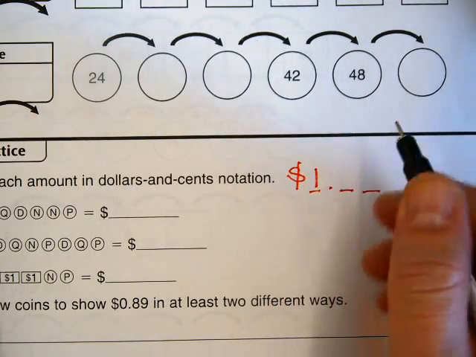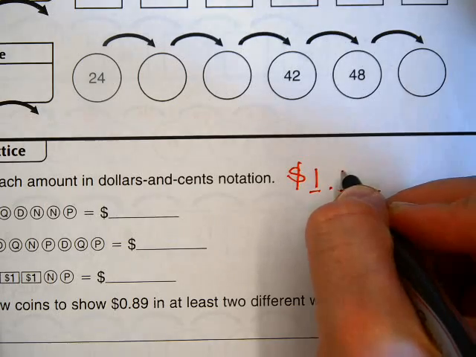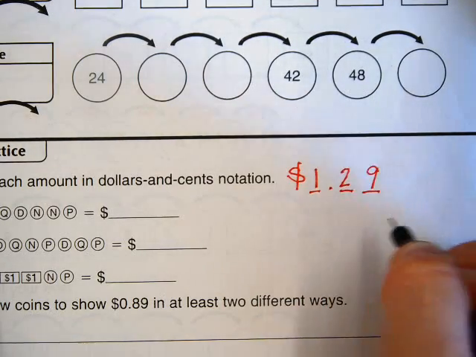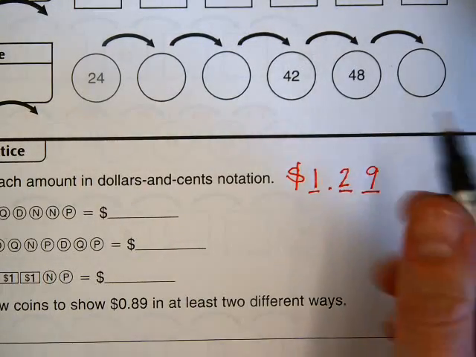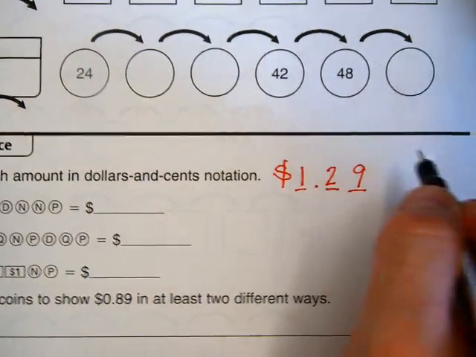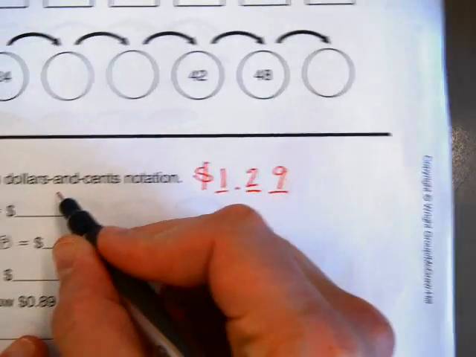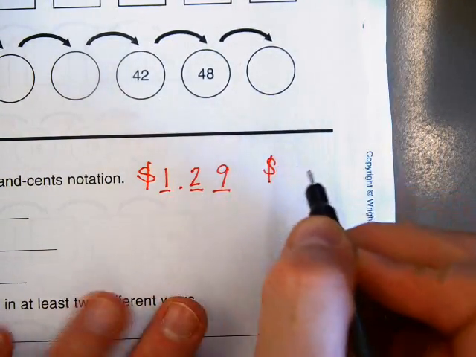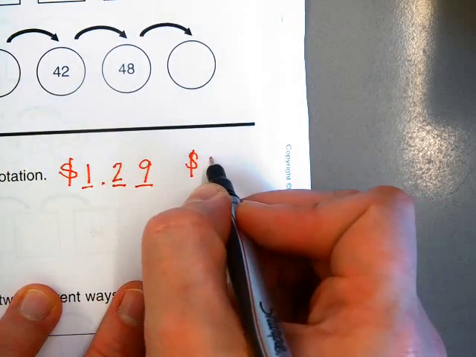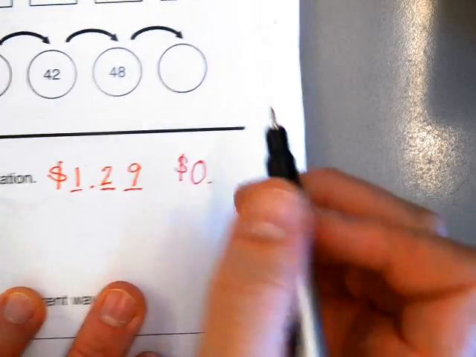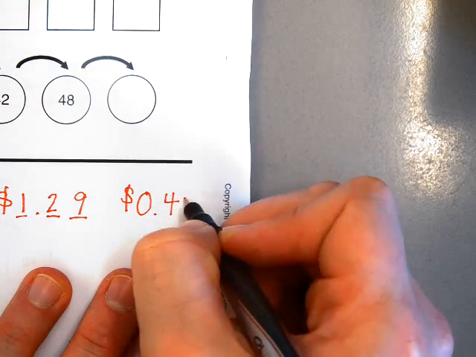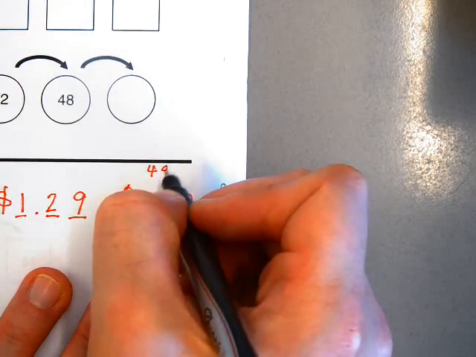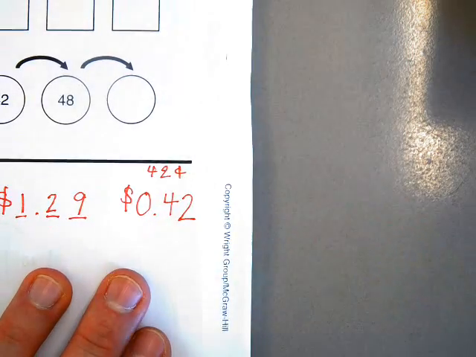So this is a decimal point, and let's say it's $1.29. You would write $1 and 29 cents. Now maybe it's only 42 cents. So in that case, if I said write 42 cents in dollar and cents notation, you would write your dollar mark, because you always need that, and then you would write a 0, because you have no dollars, your decimal, and 42. Okay, so that means 42 cents right there.